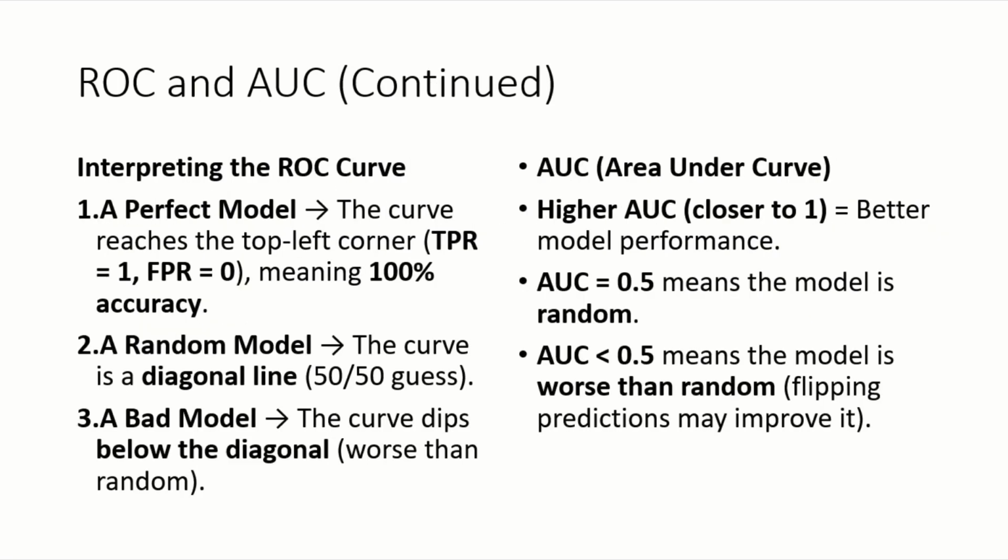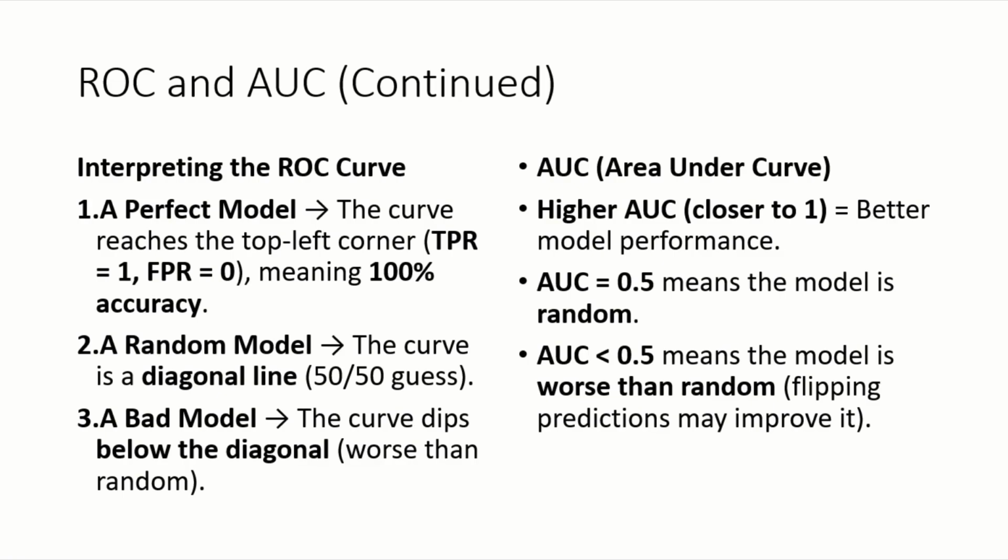So, interpreting the ROC curve. If you have a perfect model, the curve reaches the top left corner, and it's a total of 1 under the curve, or area, and that means you have 100% accuracy. So the false positive rate is actually equal to 0, so no false positives. For a random model, this is essentially a diagonal line, which is a 50-50 guess, like flipping a coin. And a bad model is one where the curve dips below the diagonal, which is worse than just randomly guessing.